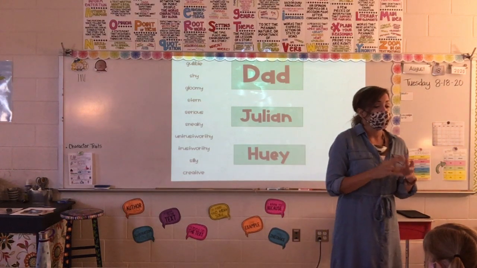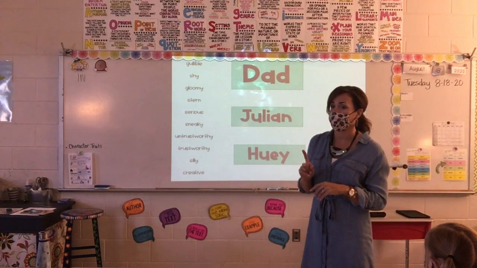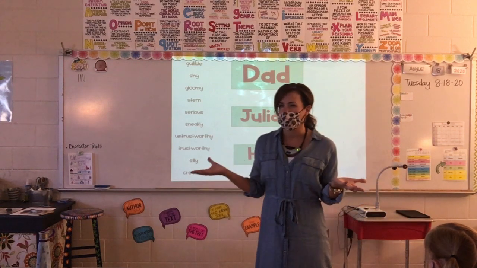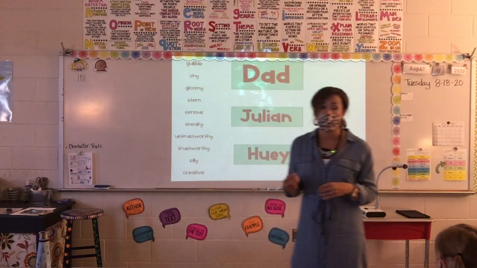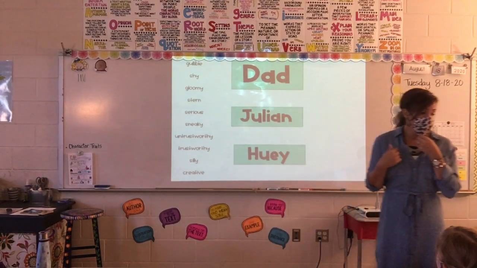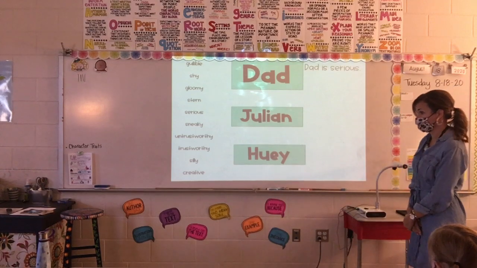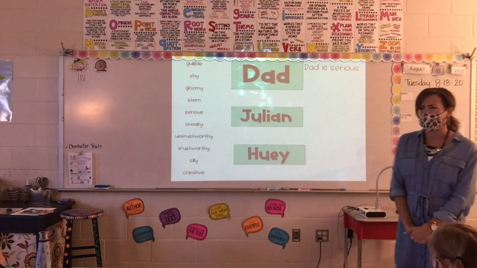So I want you to think about these characters. We are going to pick one character trait to describe them. Then we're going to tell how we know they're like that. What did they do in the text that let us know that that's how they are on the inside? So I'm going to do Dad. Dad is very serious. That's his character trait. Now, how do I know that Dad is serious?